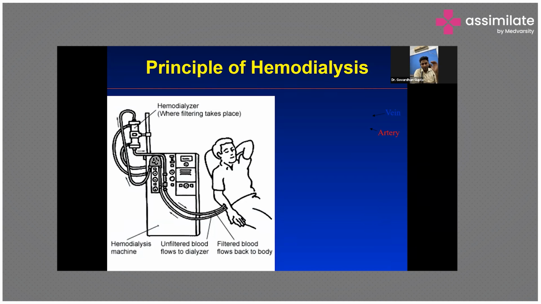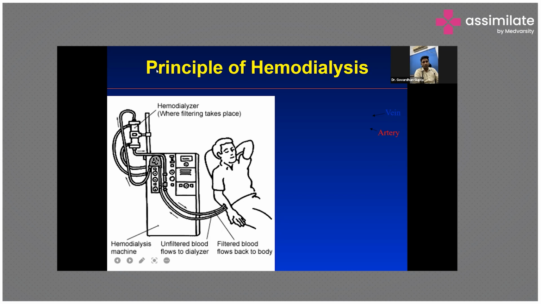Here the dialyzer is there, and there is a counter current mechanism for the dialyzer. Inside, this is basically a hollow fiber dialyzer where the blood is flown along one side of the membrane, and at the same time the dialysate flow is there. Dialysate is a solution whose contents are glucose, then sodium, potassium, and some buffering solution like bicarbonate.